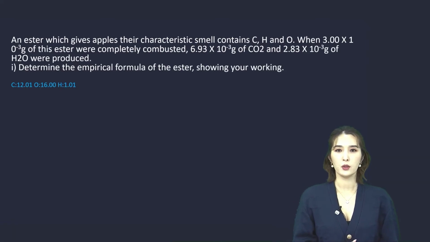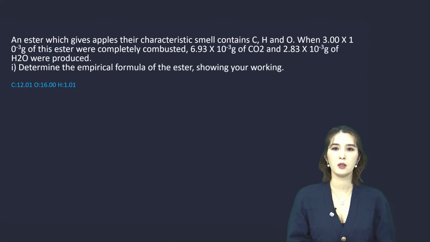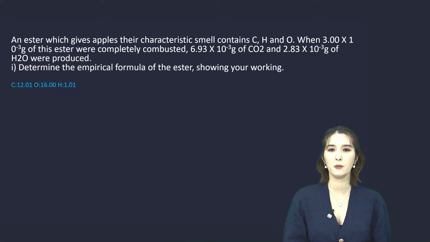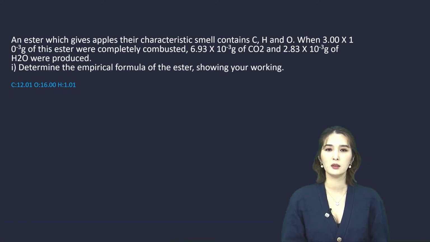Now for this question, we're going to focus on an ester. And so they tell us there's an ester compound that contains carbon, hydrogen, and oxygen, just like every other organic compound. And here they say when it's completely combusted, there is 6.93 times 10 to the power minus 3 grams of carbon dioxide and 2.83 times 10 to the power minus 3 grams of water produced. Since complete combustion only produces carbon dioxide and water, we're going to work this question just the same way as we did the previous one.